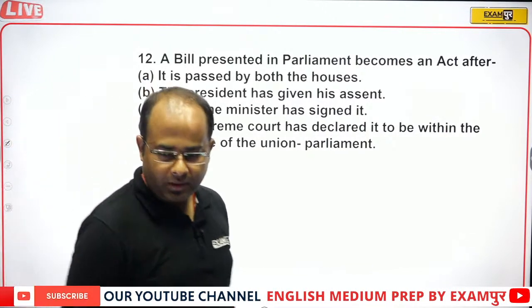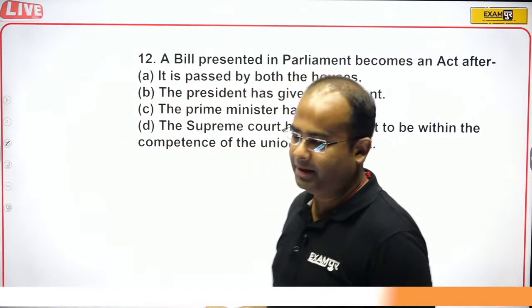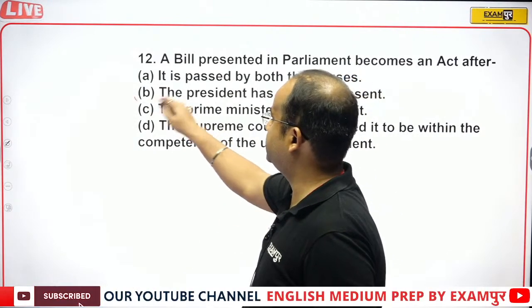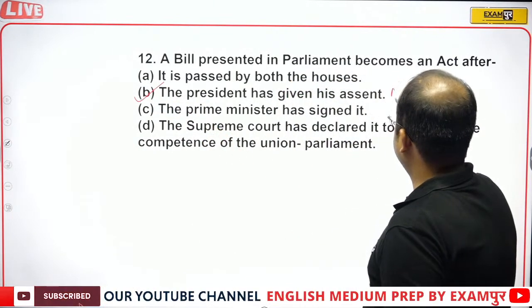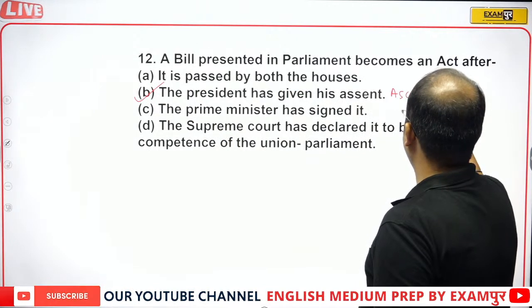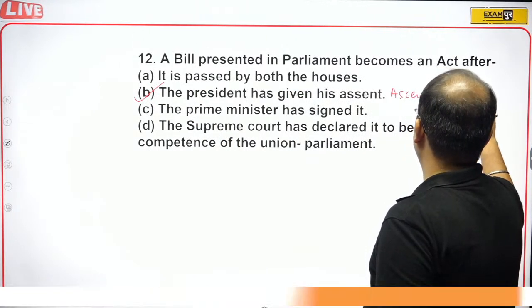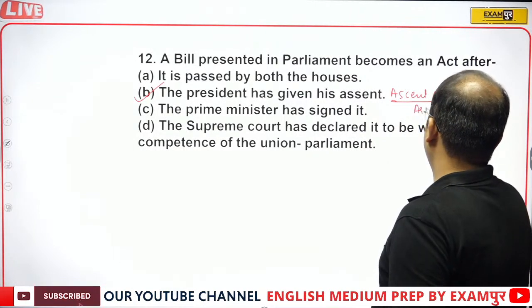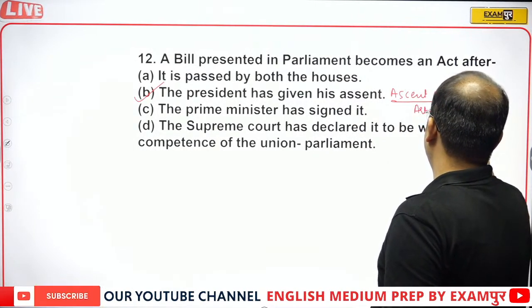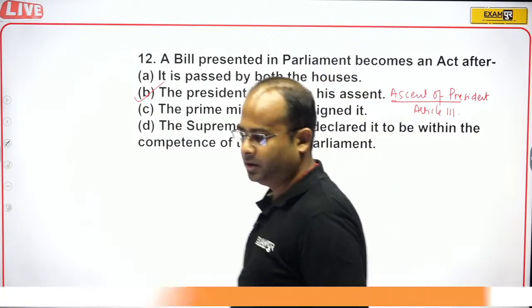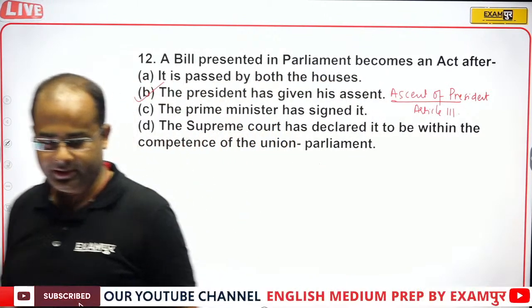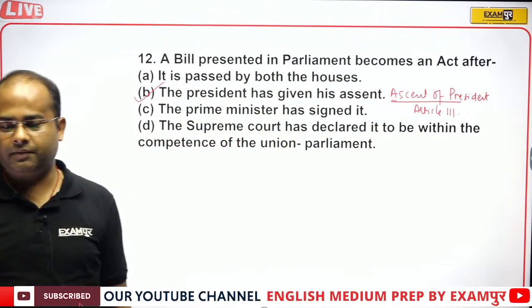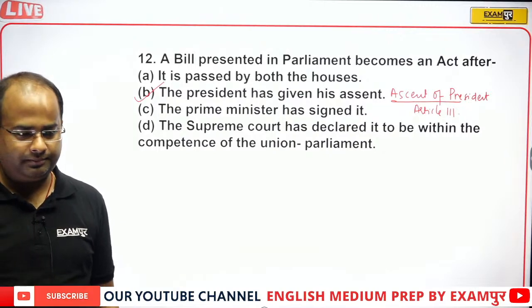Okay. The bill passed by parliament becomes an act when the president signs the bill. So, that is the assent of the president, which is in Article 111. So, the correct answer will be, guys, option B.